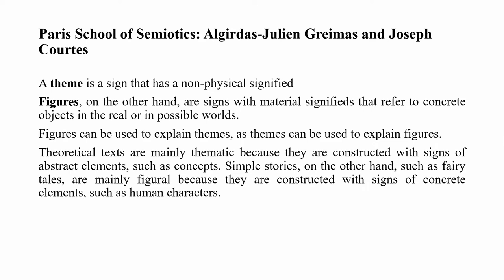Why can it be useful? Because it may help us to understand how texts are organized, and the correlation between a type of text and the symbols they contain. For instance, if we analyze children's books, they are made up of figures. Children tend to think in terms of very concrete objects, right? Themes practically never occur in such texts.